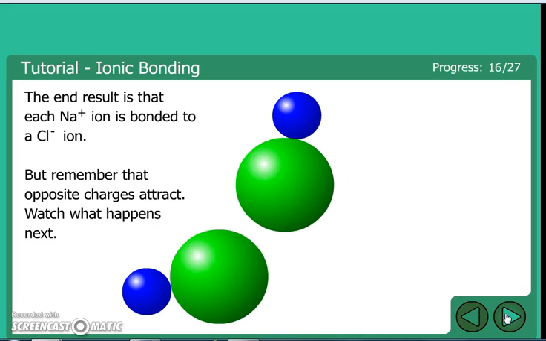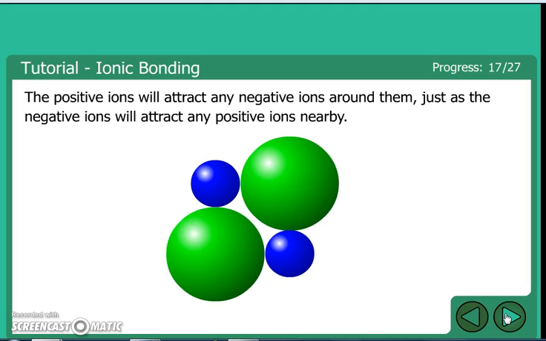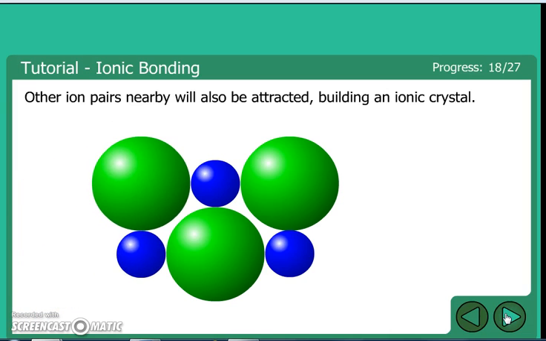The end result is that each sodium ion is bonded to a chlorine ion. But remember that opposite charges attract. Watch what happens next. The positive ions will attract any negative ions around them, just as the negative ions will attract any positive ions nearby. Other ion pairs nearby will also be attracted, building an ionic crystal.